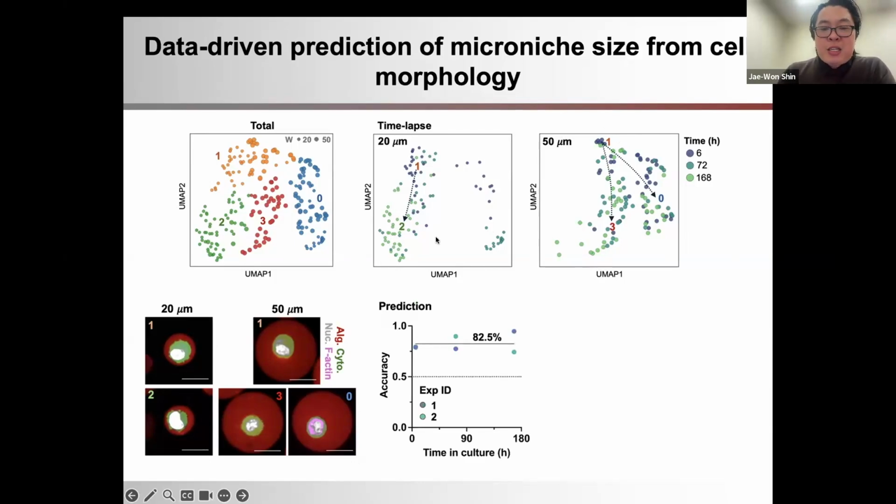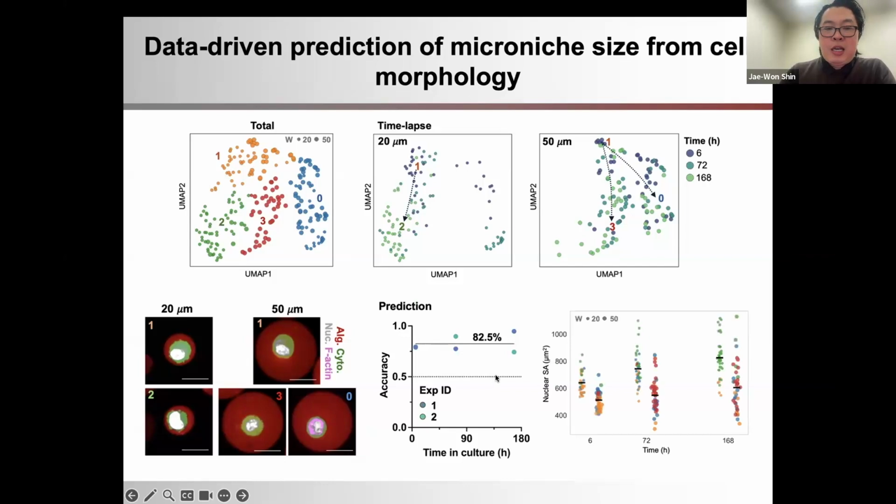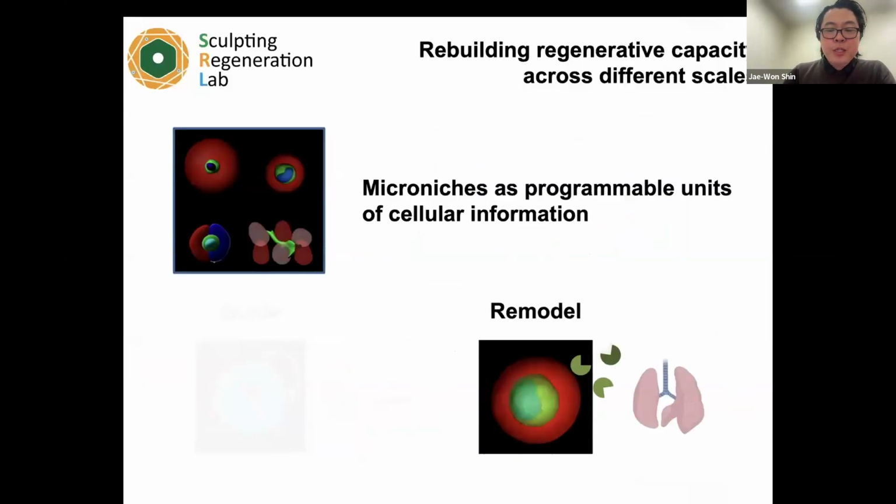We can also take these parameters to predict what kind of environment the cells are in 80%, 82% of the time, which is higher than just by chance. And we're able to combine this information to better understand the cellular heterogeneity over time. So this is something that we plan to use moving forward.